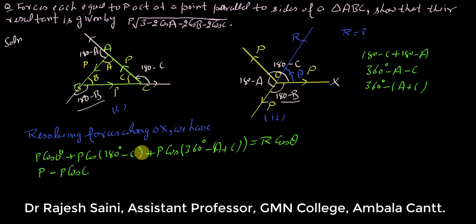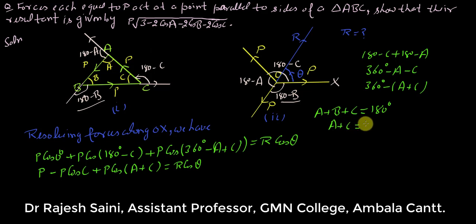Fine. At 360 minus A, C in the fourth quadrant, cosine is positive, so it will be P cos A plus C is equal to R cos theta. Now, A plus C: we know this is the triangle A, B, C, and the sum of all three angles of a triangle, that is A plus B plus C, is nothing but 180 degrees. So what will be A plus C now here?